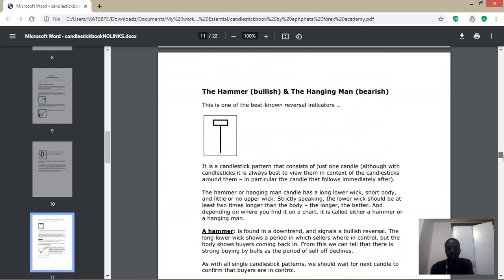Now we have the hammers. The hammer, we have the bullish and the bearish. So here we have the hanging man. The hanging man is most likely to happen at the lowest position in the market. It happens a lot at the low position in the market. If you have a hammer at the low position, you buy at the lowest position. It's a strong indication of a buying movement.